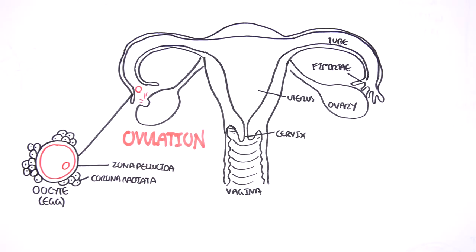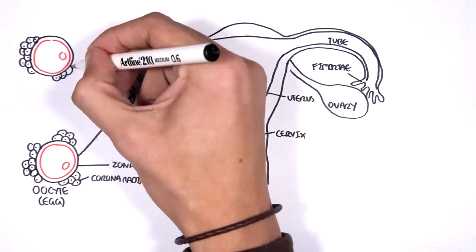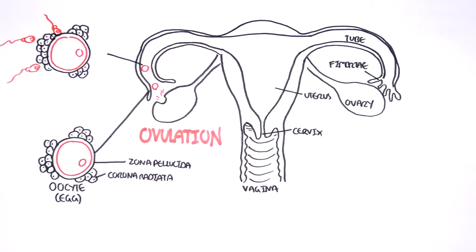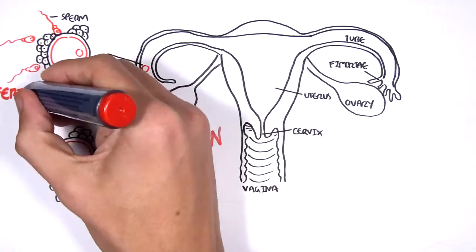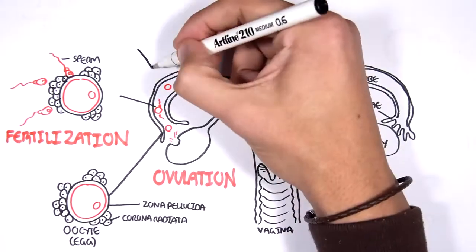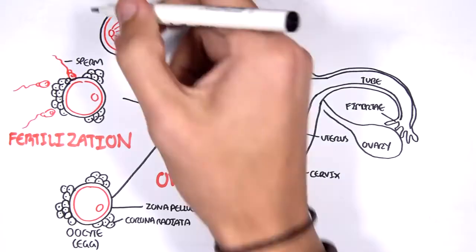If this oocyte, this egg, is not fertilized by male sperm, what is basically known as a period occurs. However, if there is a sperm swimming along in the uterine tube, and the sperm meets and penetrates the oocyte, this process is then known as fertilization. The sperm is able to penetrate the zona pellucida using special enzymes on its head. Anyway, once fertilization occurs, a zygote is formed.